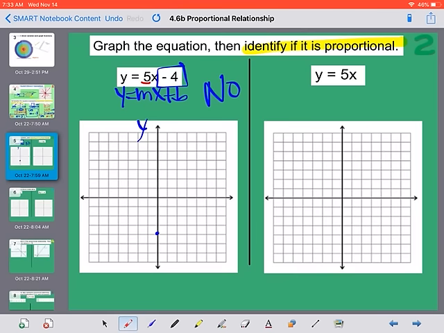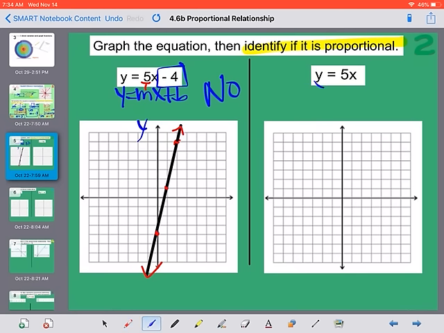Our slope m is 5/1. So rise 5, go up 5, 1, 2, 3, 4, 5, over 1, up 1, 2, 3, 4, 5, over 1. I can't go down and left because there's not enough space on my graph to go down 5. I can only go down 3. But put your arrows on the end so you know your graph could go on forever.